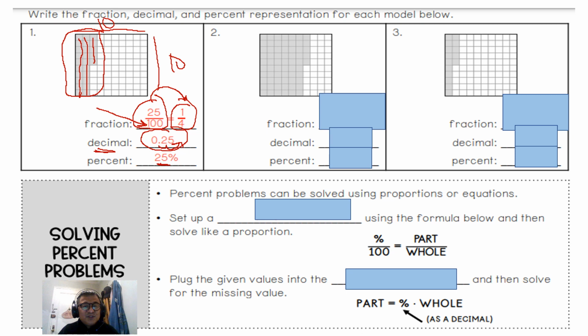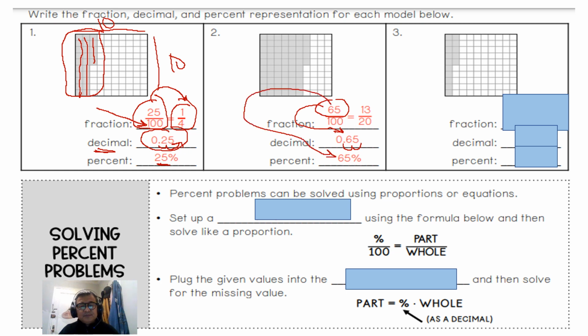Pause. Okay, here are the answers. 65 over 100 or 13 over 20. 0.65. Whatever is on top of 100 will be after the decimal point, then 65. Percent: 2 places to the right, 65%. Anything over 100, the number on top is your percent.